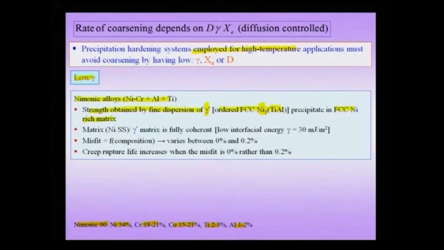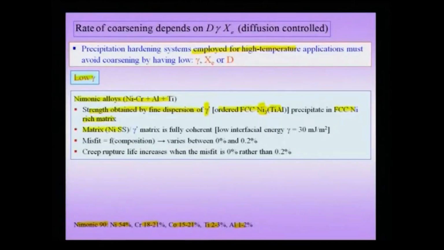Of course, as you can see, it is not a pure nickel matrix, but there are other alloying elements which also sit in the matrix. Since the gamma prime precipitate is ordered, we expect that it is harder, because an ordered structure always has a larger Burgers vector. That means it is going to have a higher Peierls stress, and in the process it is going to give me hardness.